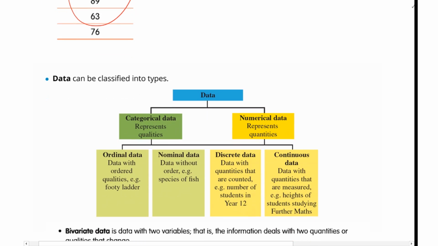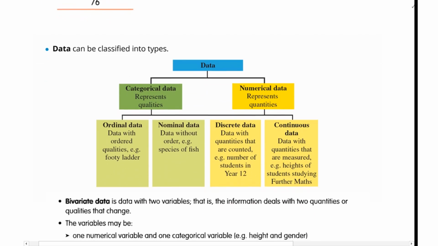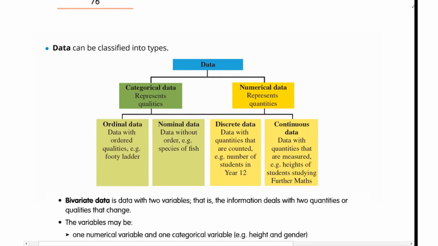Okay. When we get data, we can classify it into types. So our types, we go categorical or numerical. Categorical represents a quality, a category. Numerical data, by its name, is representing quantities. So it's like quantitative data. Okay. In categorical, we can break it down further into ordinal and nominal. So ordinal, think order.